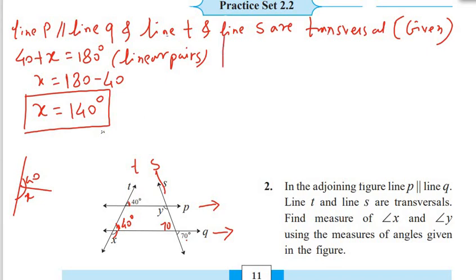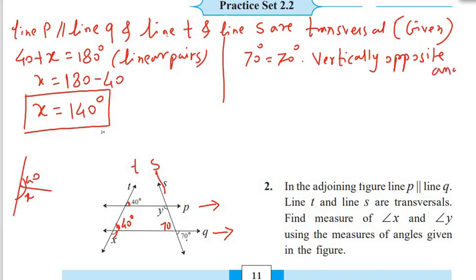70 degree is equal to 70 degree because they are vertically opposite angles. Now here let's take some letter. Suppose this is a equals to 70. I write this 70 in bracket, a is equals to 70. This a is 70, because vertically opposite angles. Since this is 70, this a is also 70.